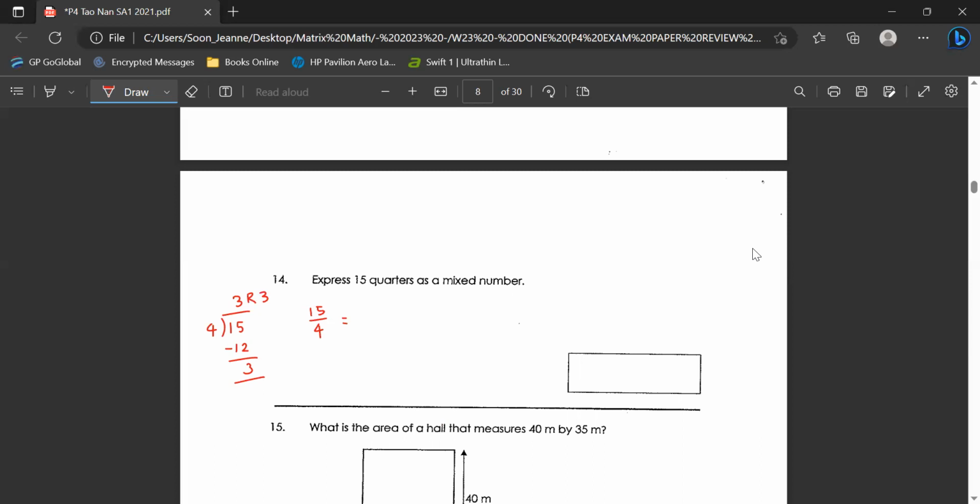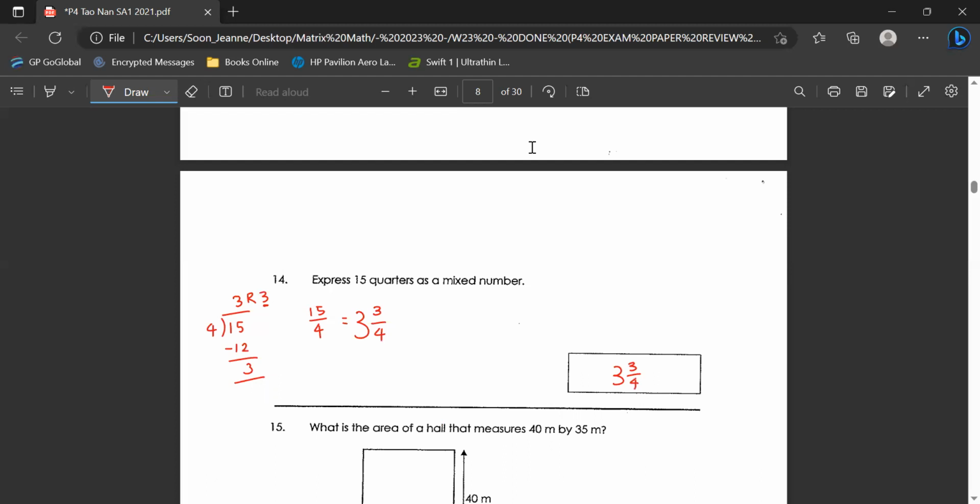So you know that the whole will be your number of groups, which is 3. The denominator stays the same, and the numerator will be your remainder. So it's 3 wholes 3 quarter. But if you look at this, you cannot simplify anymore. So our answer is 3 wholes 3 quarter.